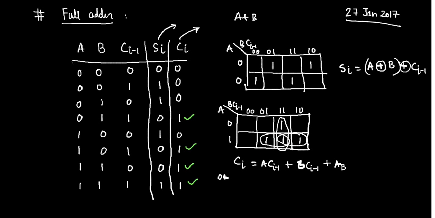So this can be represented as Ci equals, you tell me, this one is A bar B C, right? So A bar B Ci minus 1, or the other one A B bar Ci minus 1, or this one, right? A B C bar, that is, I minus 1, and A B Ci minus 1.